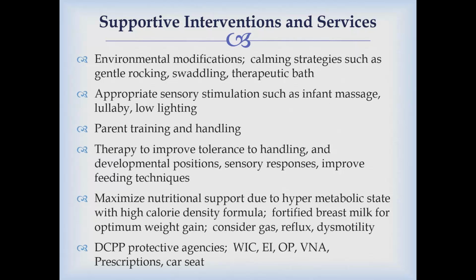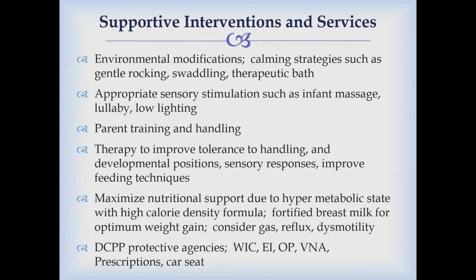We work very closely with the Division of Child Protection and Permanency, protective agencies. We work with the WIC offices. Early intervention referrals, outpatient referrals, and visiting nurse referrals are all made prior to discharge. We also work with obtaining prescriptions if any child needs to go home on medications for reflux, for constipation, and car seat checks.